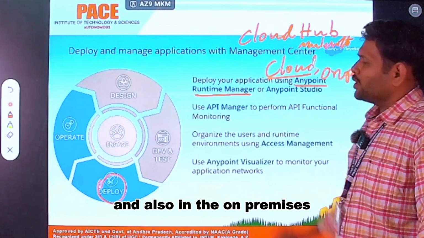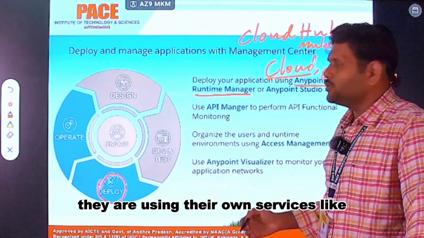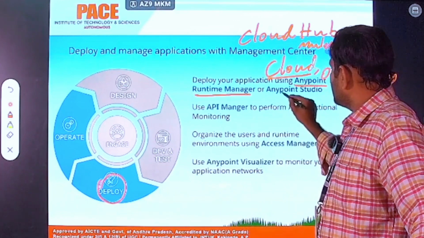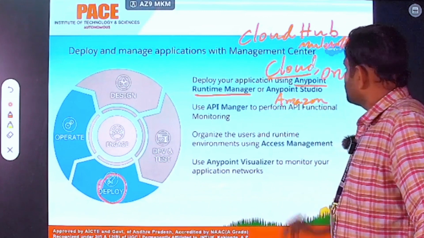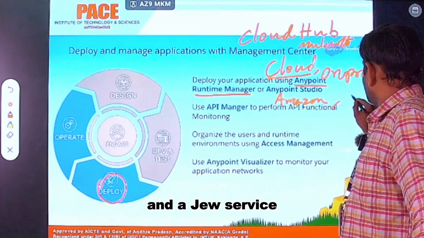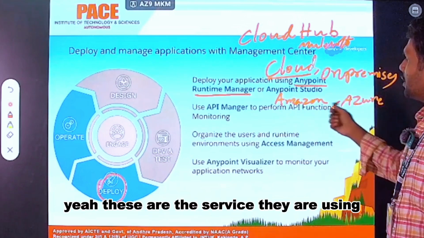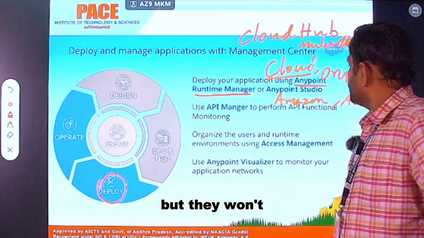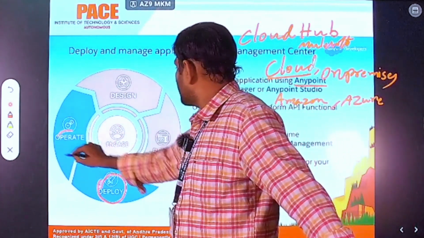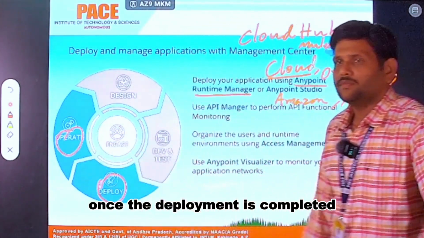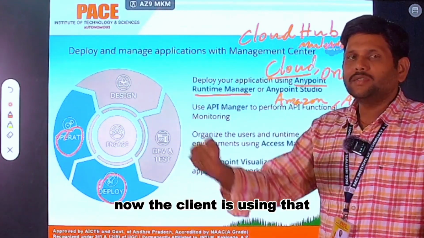And in on premises, many organizations use their own servers like Amazon and Azure servers. Here these are the servers they use for their own. Then comes operate once the deployment is completed. Once the deployment is completed, the API is online and now the client is using that.